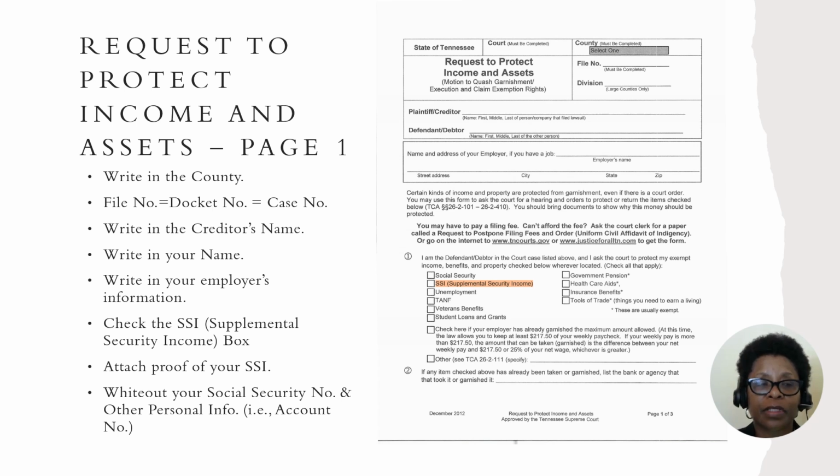And also, let's see what else. Yes, so make sure that you white out the account information, and particularly the account information and your Social Security information if you have your actual award letter from the Social Security Administration. Sometimes your social is on that. Make sure you white that out as well, and attach it to the request to protect income and assets. The reason you want to white that out is because sometimes these documents are filed and then they could end up in the public record. And so you don't want your social to be in the public record. You don't want your account information to be in the public record. So just remove that information.